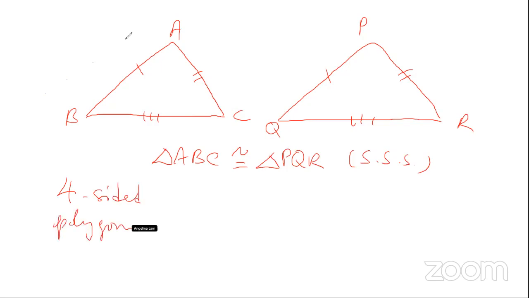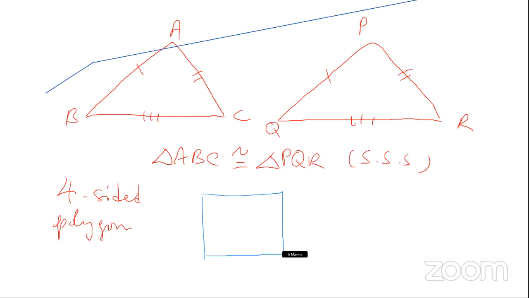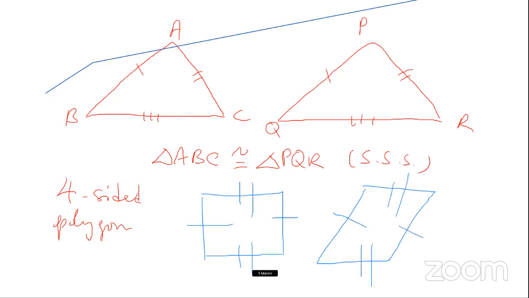Can I have two four-sided polygons, both having the same size? I mean, all the four lengths are the same. Are they congruent? Are you sure that they are congruent? What do you think? Can you think of an example where you are not sure whether they are congruent or not?